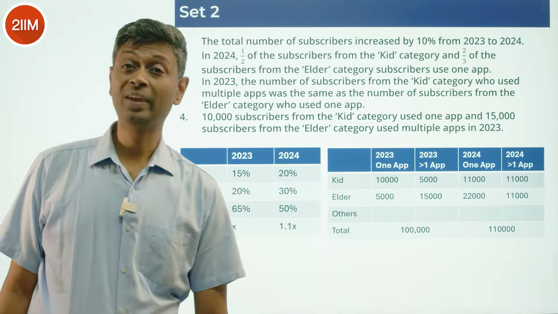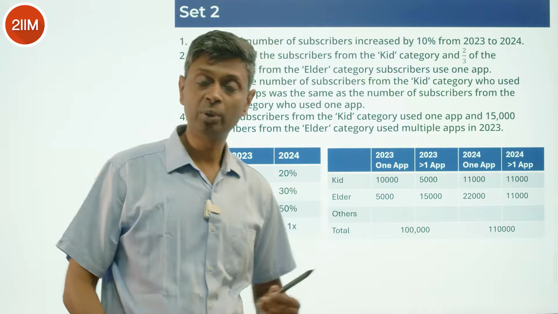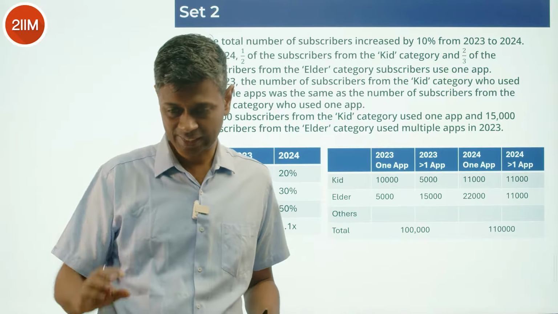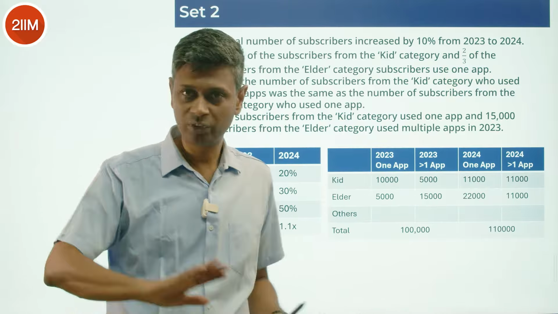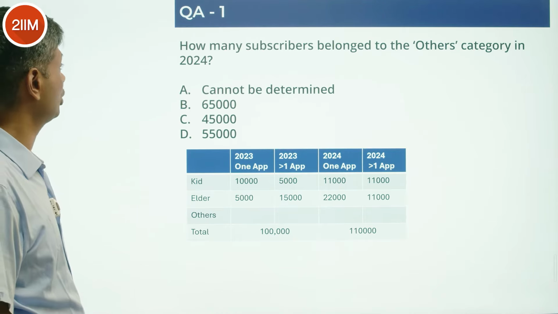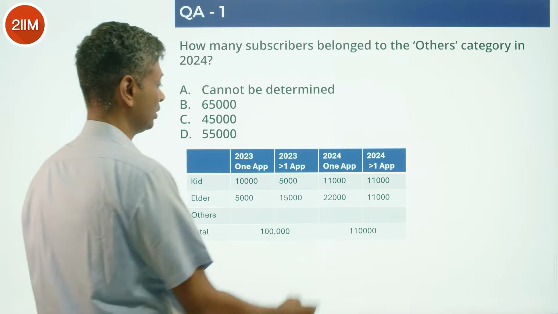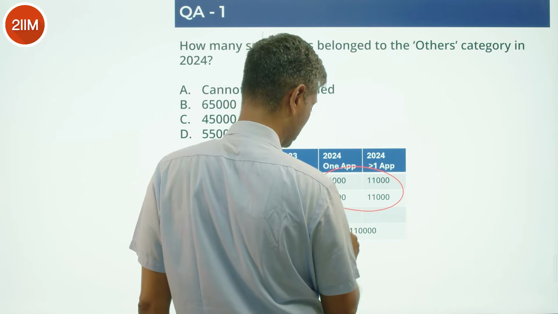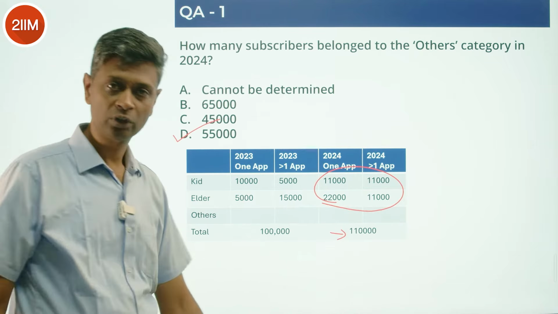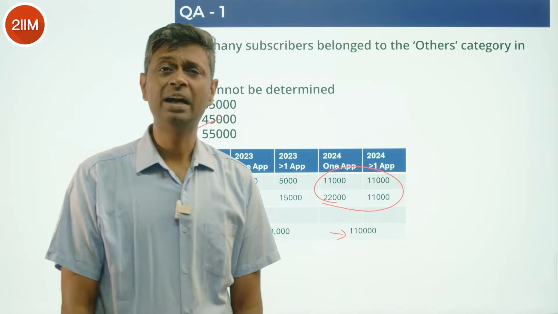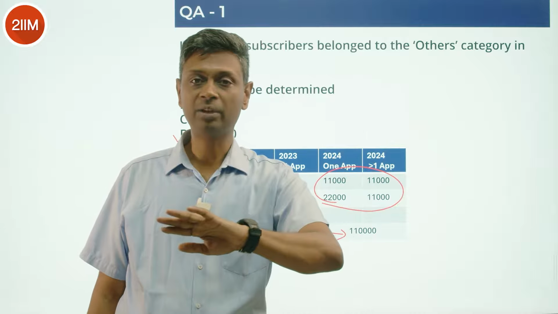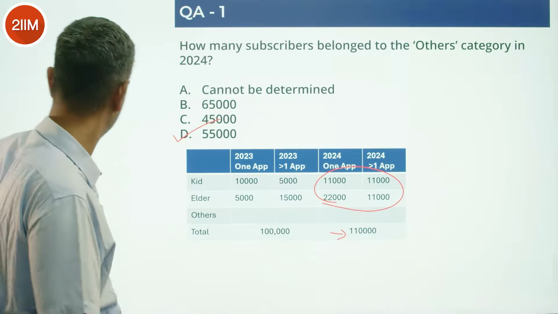We do not know the categorization of others between one app and more than one app, either in 23 or in 24. Kid and elder we have, others we don't have. How many subscribers belong to the other category in 2024? These two add up to half. This is the total number. Remaining half is 55,000. 20% plus 30% is half. 110,000 is the total. Half get accounted for with kid and elders. The remaining half, 55,000, is for others.